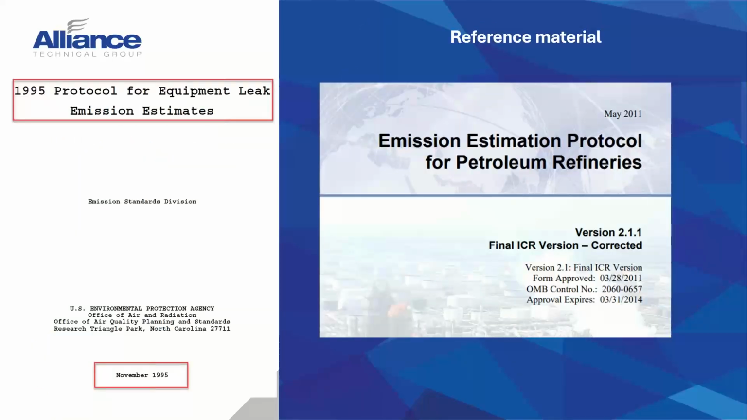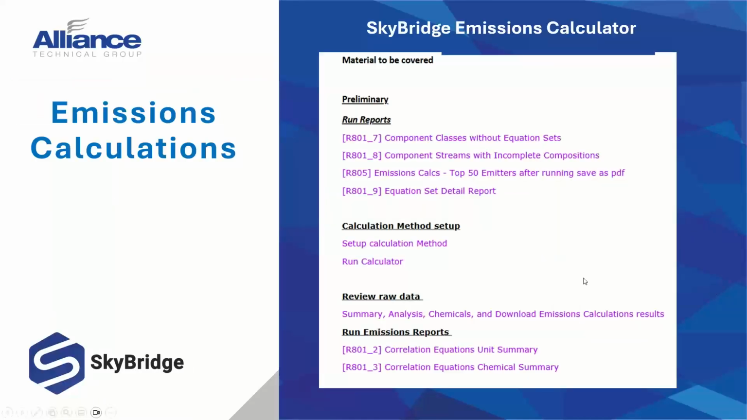The reference material that we're getting this information from, that we're putting in the SkyBridge, is from the 1995 protocol, as well as the 2011 addendum to that 1995 protocol. Things we're going to cover: component classes, some reports that we can run preliminarily, the calculation method, and a look at the raw data, and also some reports that we generate after the fact, after the calculation, to see the results.